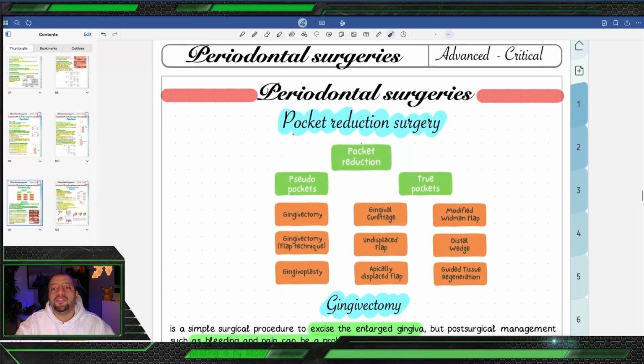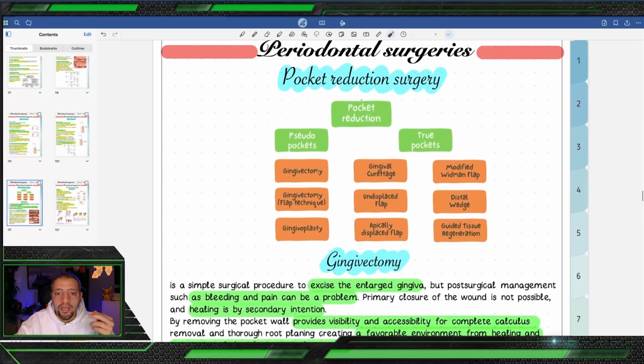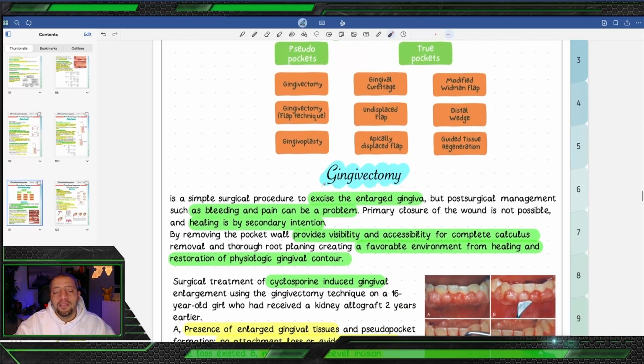So let's start with our surgery. In the pocket reduction surgery, we have the pseudo pocket, which is not a true pocket. We have gingivectomy and gingivectomy with a flap technique. This is the same as that, but this one is happening for more than 6 teeth. The cutoff is 6 teeth. And gingivoplasty, which is like reshaping of the gum only. Okay, let's start with those.